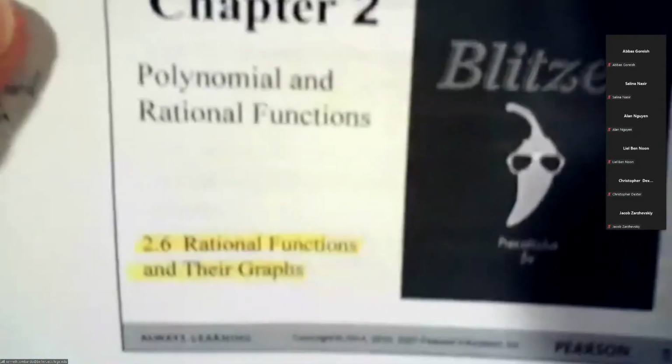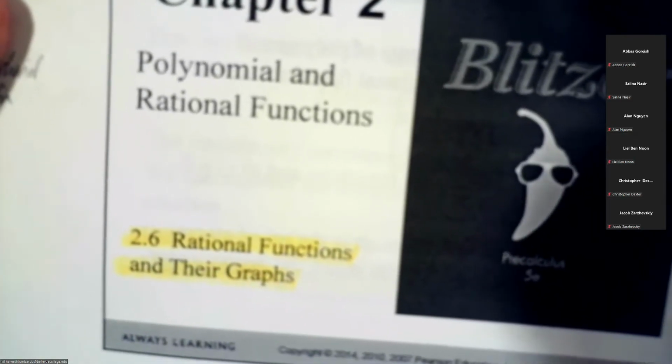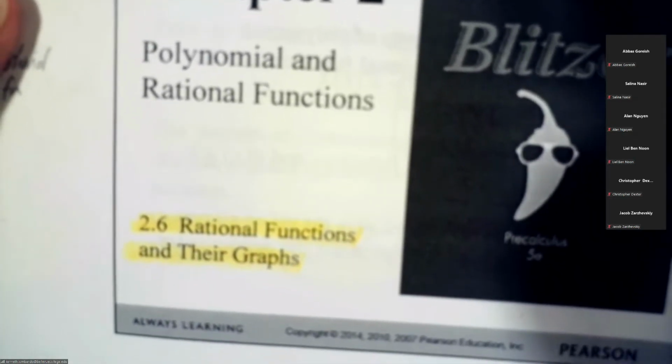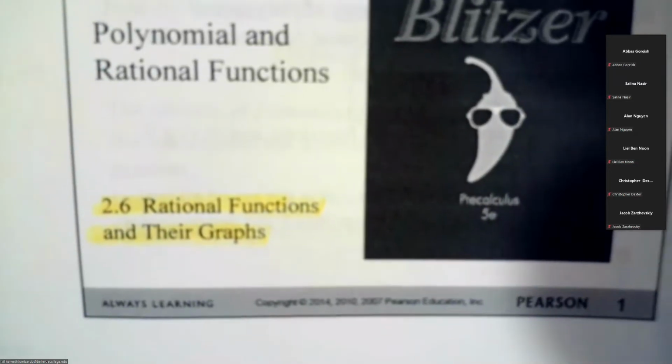And the last section we're going to cover today is section 2.6, which is rational functions and their graphs. The interesting thing here is we're going to see some graphs. Let me put out what our objectives are here.